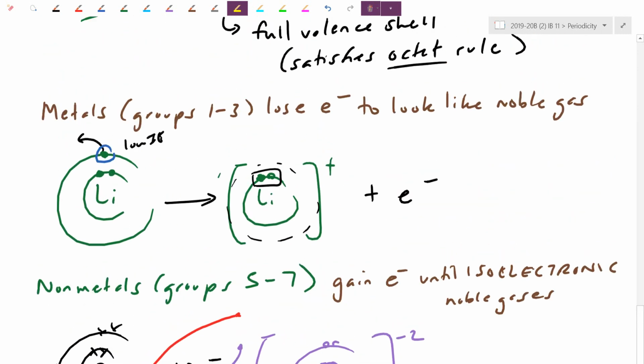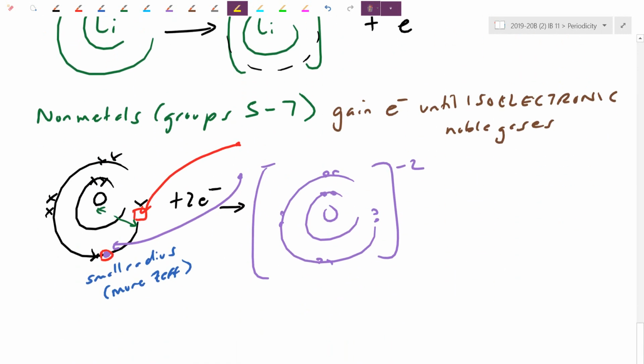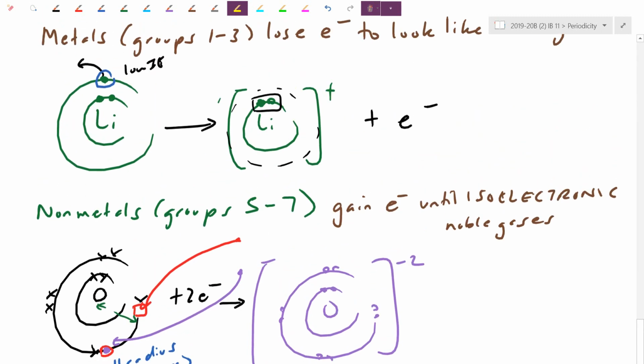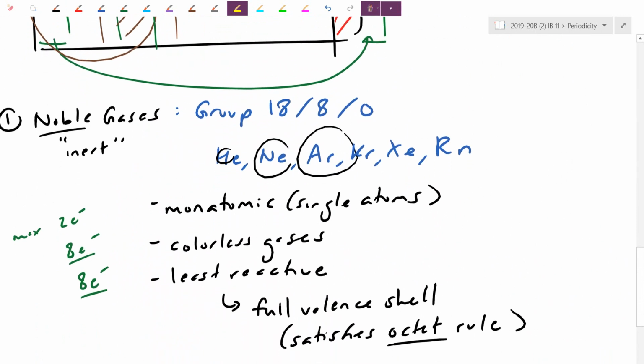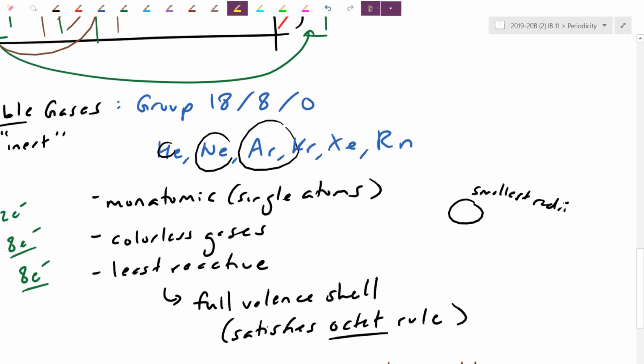So metals get oxidized, they lose electrons, and non-metals, they gain electrons. All of them are trying to look like a noble gas. We can just emphasize noble gases. We already said the full shell gives you stability. The noble gases are really stable because they have very high ionization energies. Noble gases typically are the smallest radii per row. Okay. If you actually look at the numbers, there's a slight exception.